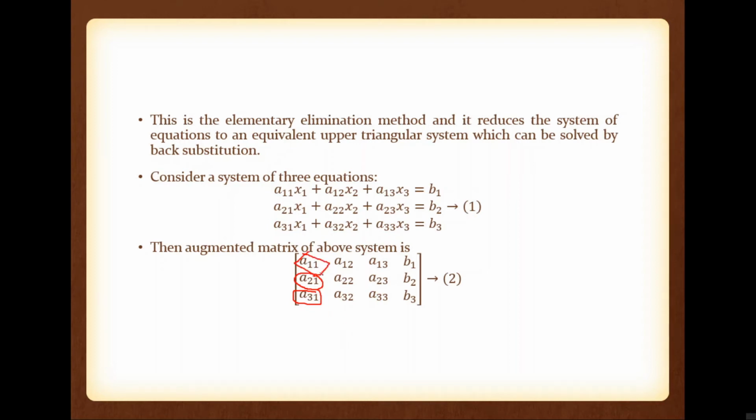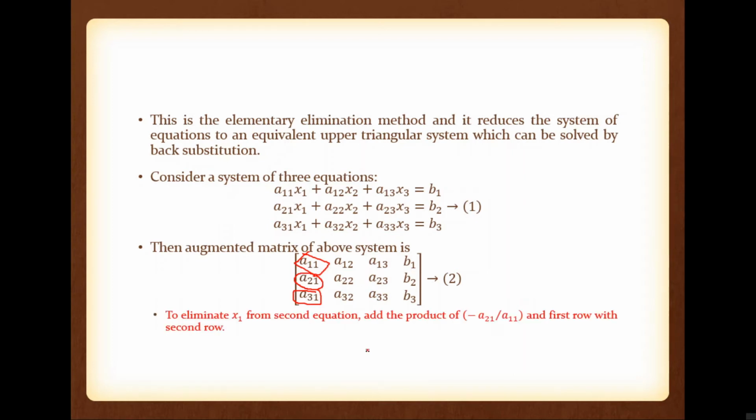So due to that, A11 is known as the pivot of this elimination. What are we removing? We are removing the coefficients of x1. So it is known as the first elimination, because we are eliminating the coefficients of the first variable. And the pivot of the first elimination is the first diagonal element. This is the first diagonal element, this is the second one, this is the third one. So the pivot of the first elimination is the first diagonal element A11.